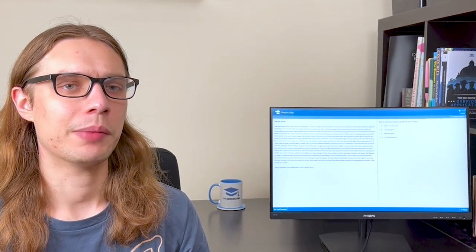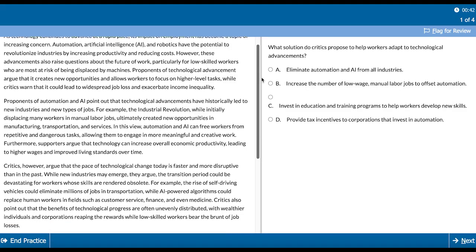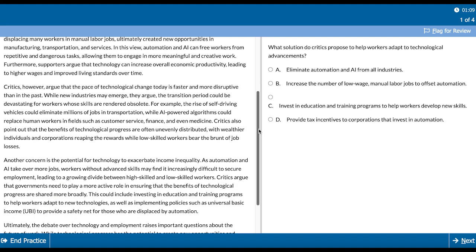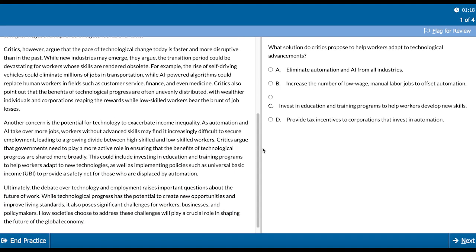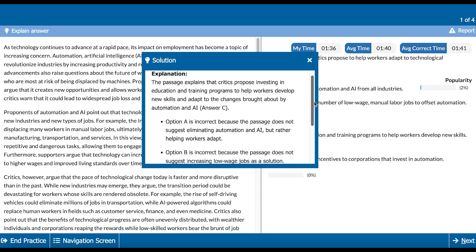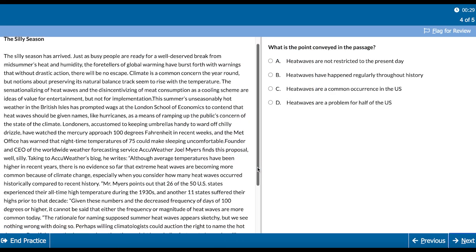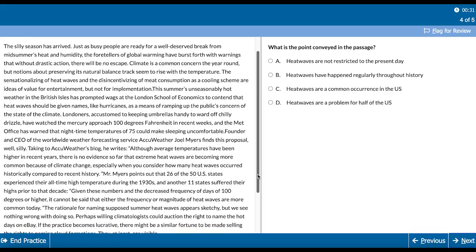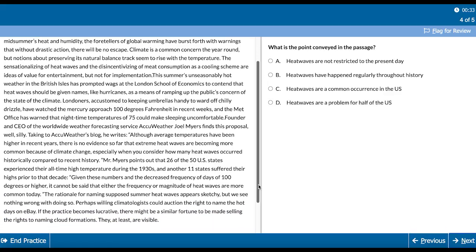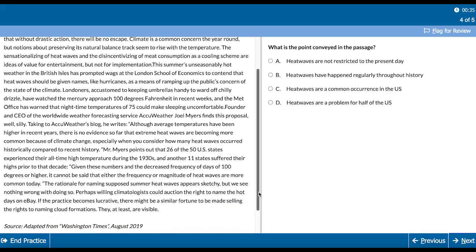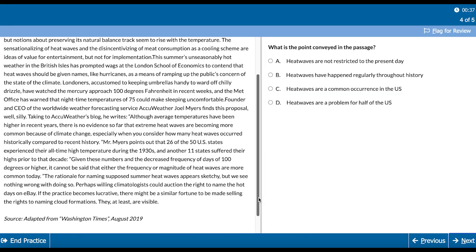Let's look at a couple of example questions. This passage is about the development of AI technology, and the question asks us to select the solution that critics have posed to help workers. The answer to this is directly written in the text, so this is a bit of an easier one to answer. However, in this question, we instead need to identify the main point made in this article about climate change. This isn't directly stated in the text, so we instead need to infer the point based on what is written.